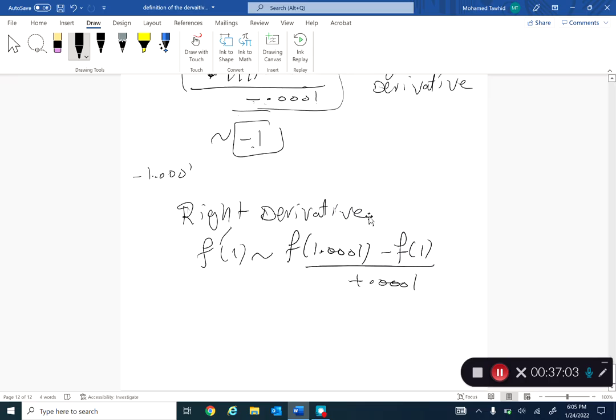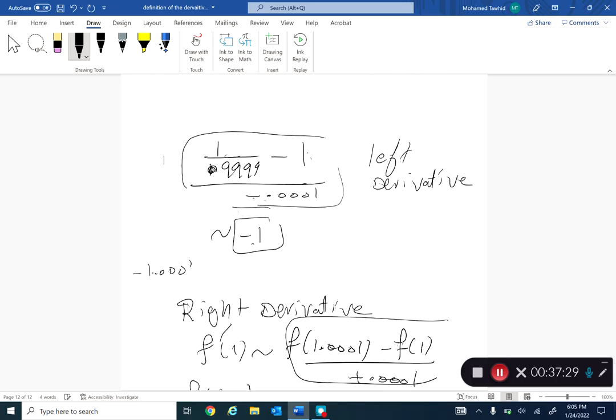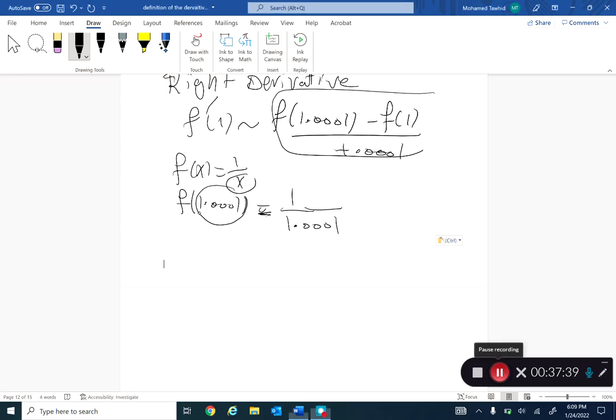So if I do that here, what is your f of x? Your f of x equals 1 over x. So what is f of 1.001? You just replace x by whatever you have here, so you have 1.0001. This ratio here, I have to compute it. So let me show you here. Okay, so f of 1.001.